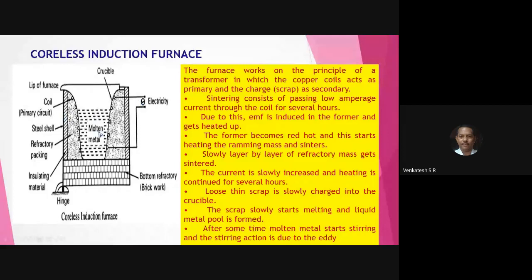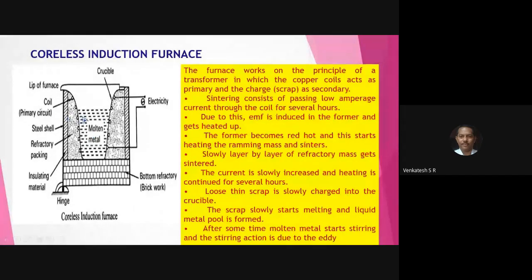Then slowly increase the supply of electric current to the crucible. After supplying electrical current, the eddy current principle takes place and melts the metal, and the metal turns yellowish orange if it is cast iron. If the metal is aluminum it turns silver color, and if it is copper it turns orange red color.